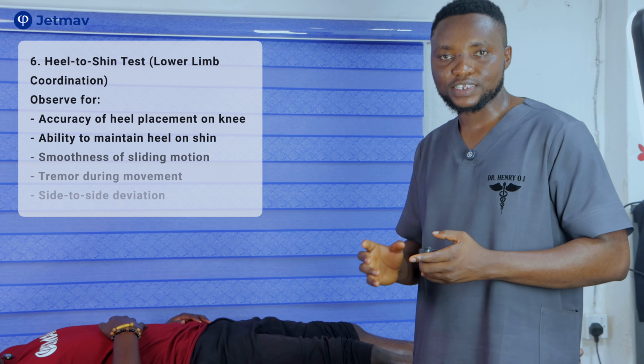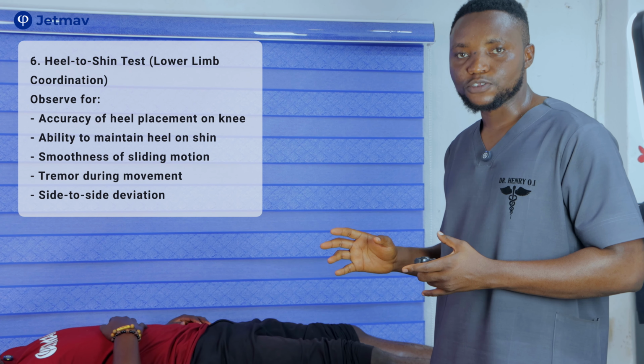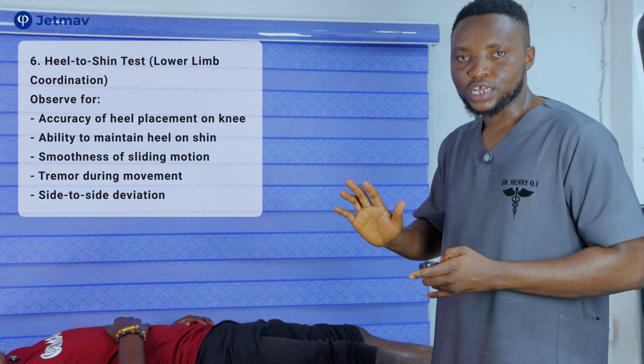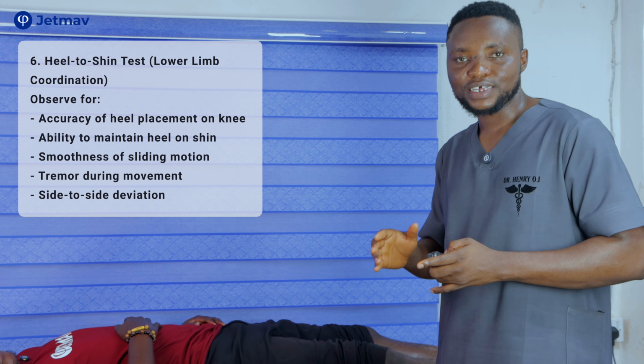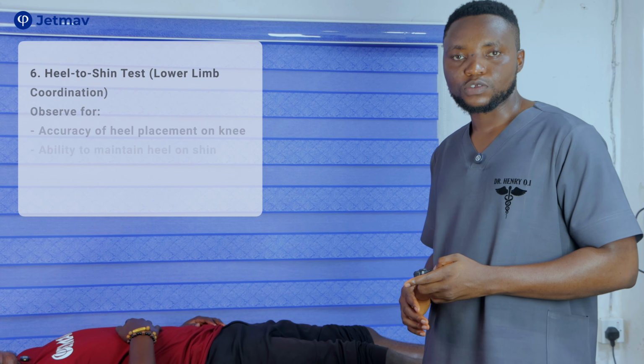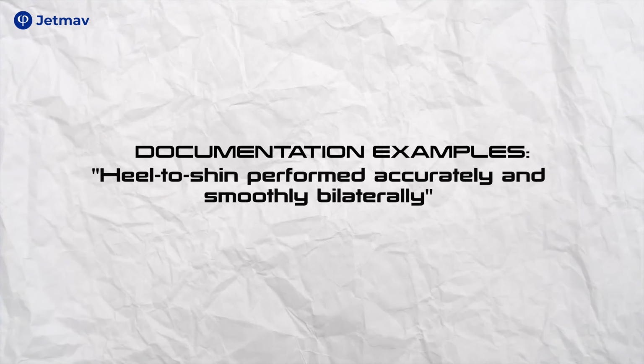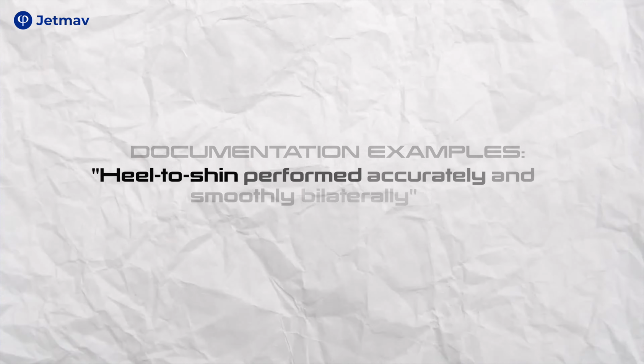Okay, so with this, we're actually looking out for the accuracy of the heel placement on the knee, the ability to maintain the heel on the shin, and the smoothness of the sliding motion, checking for any tremor during the movement or any side-to-side deviation. So with this, we are done with the heel-to-shin movements, and we can see that the heel-to-shin movement was performed accurately and smoothly bilaterally by our patient.